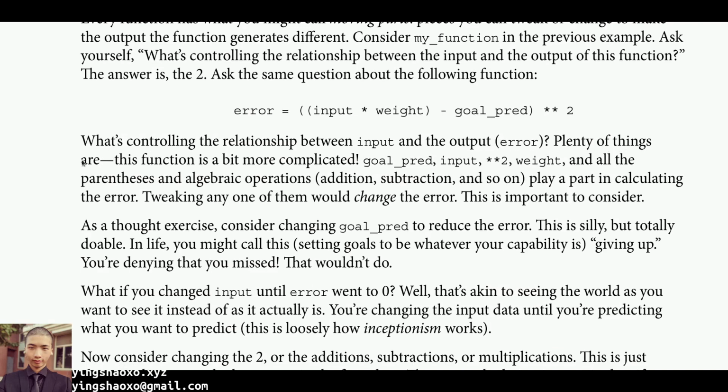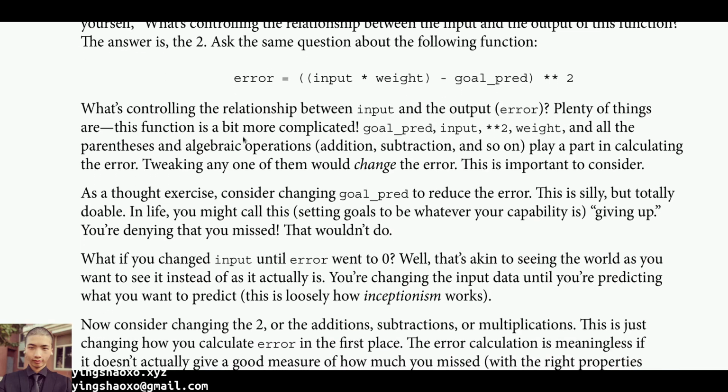Plenty of things are. This function is a bit more complicated. The goal prediction, the input, the weight, and all the parentheses and algebraic operations, addition, subtraction, and so on, play a part in calculating the error. Tweaking any one of them would change the error. This is important to consider.